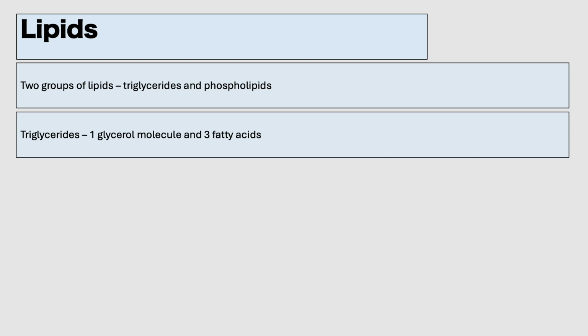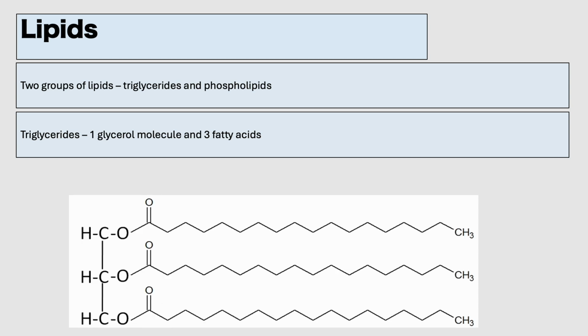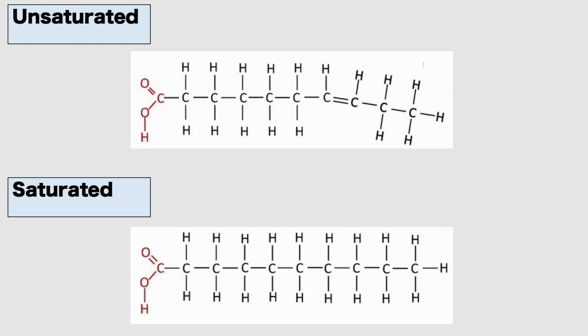Okay, now we're going to move on to lipids. So, two groups of lipids are triglycerides and phospholipids. A triglyceride is made up of one glycerol molecule and 3 fatty acids, hence why it's called a triglyceride. And a condensation reaction happens between glycerol and each fatty acid, and an ester bond connects the two together. Fatty acids can be unsaturated, meaning that there are one or more carbon-to-carbon double bonds, or saturated, meaning that there are no carbon-to-carbon double bonds.